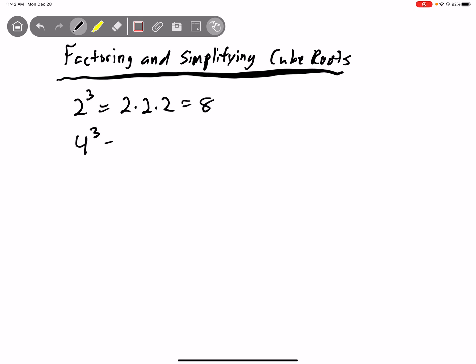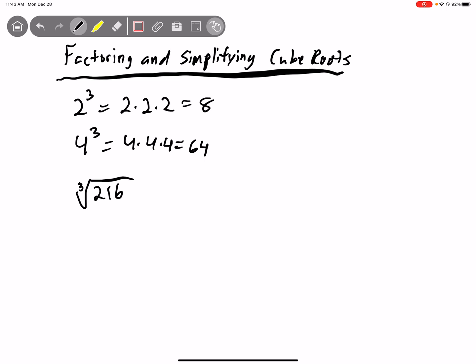4 cubed gives me 64, because it's 4 times 4 times 4, which gives me 64. Cube rooting is like square rooting, except you're figuring out what cubed gives you that number. Now the symbol for a cube root is very similar to a square root in that it's that check with a tail. The only difference is there's going to be a 3 inside of that check.